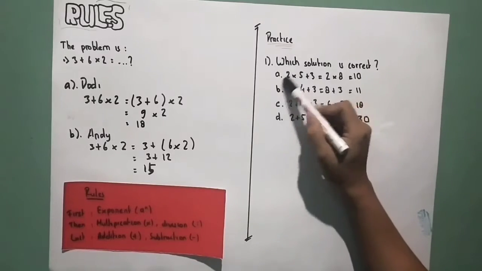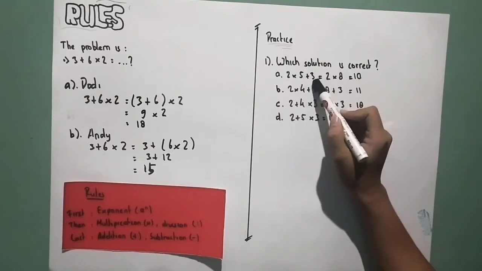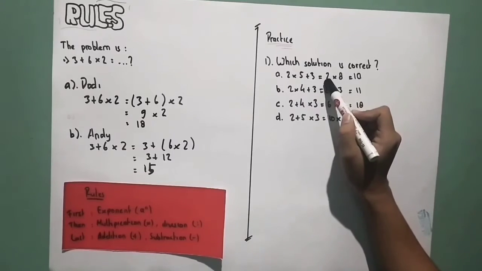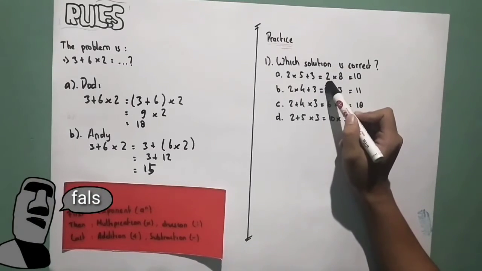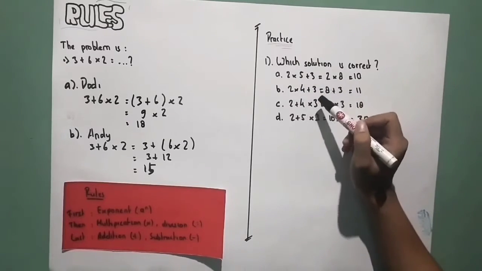So, let's see A. A is 2 times 5 plus 3. First is multiplication, so 2 times 5 is 2. True or false? False, because 2 times 5 is 10.